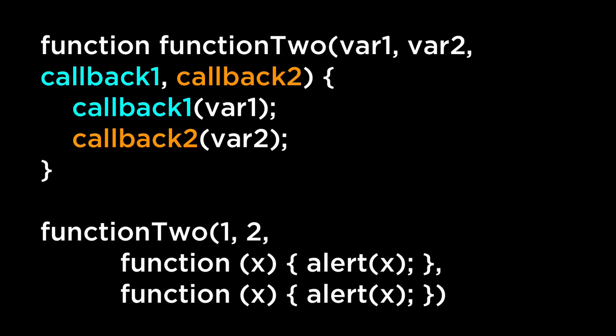The other thing to pay attention to is that you can pass in as many callback functions as you like to another function. Here in function2, we pass in two variables and two functions as arguments. Inside of function2, we run callback1 with variable 1, and we run callback2 with variable 2. Let's take a look at the code in the JavaScript console to see how it functions.